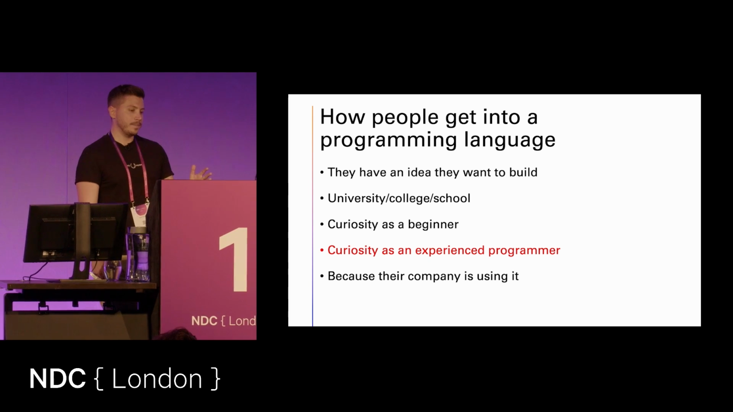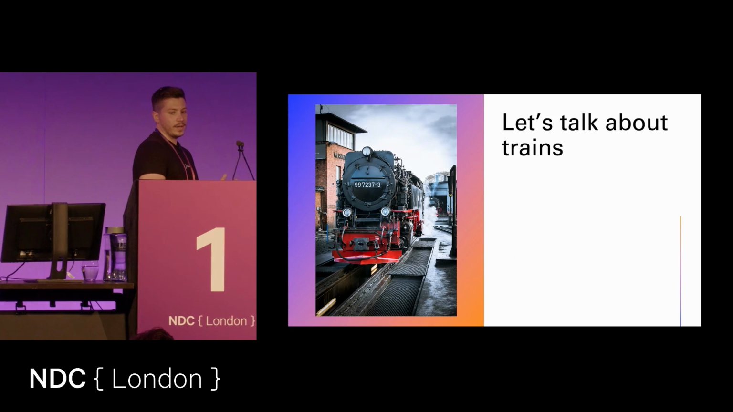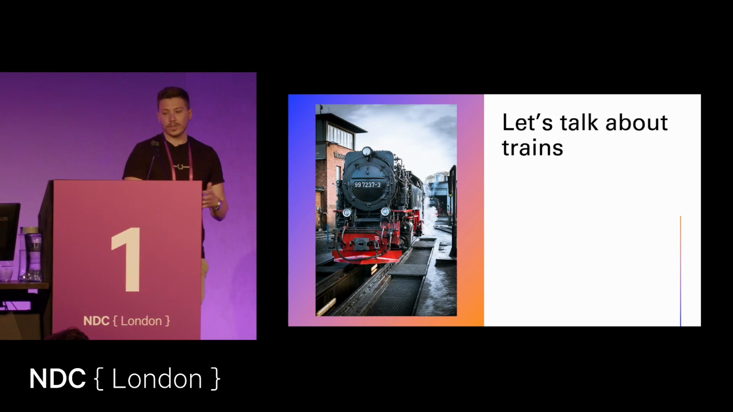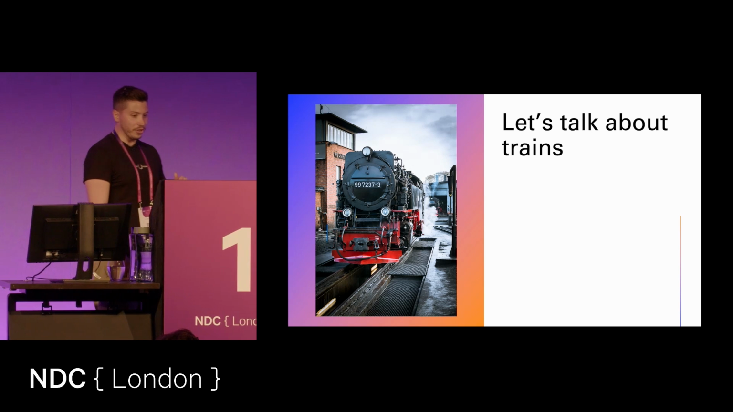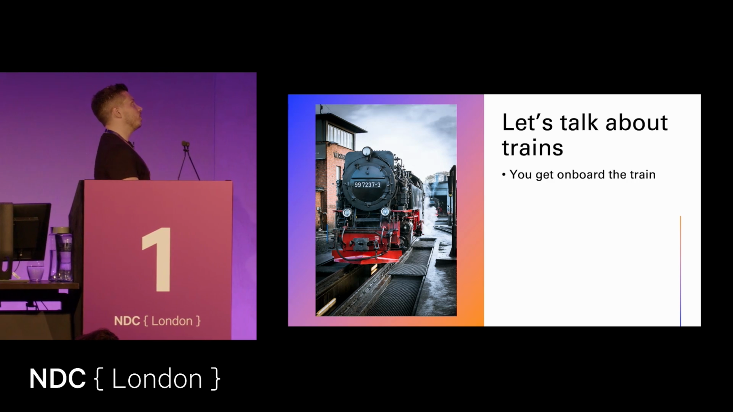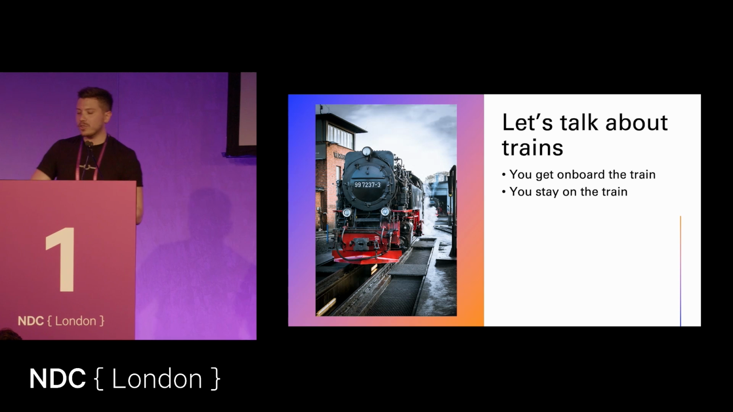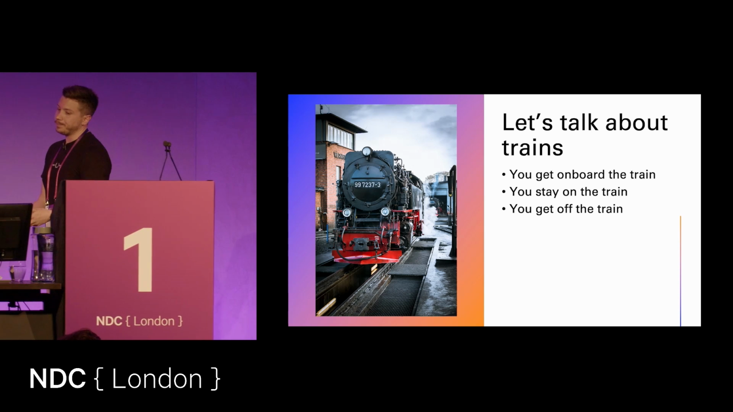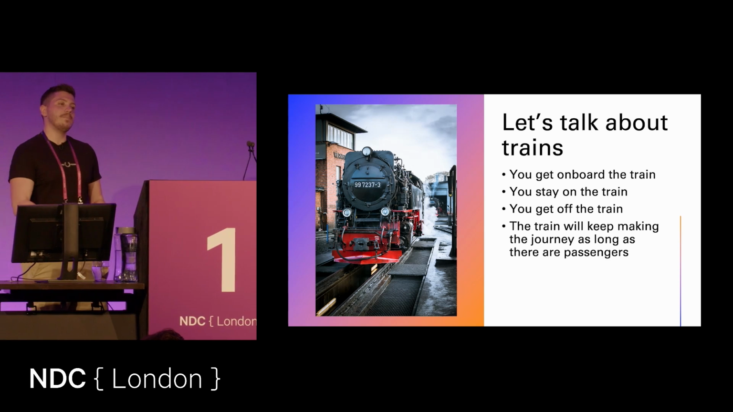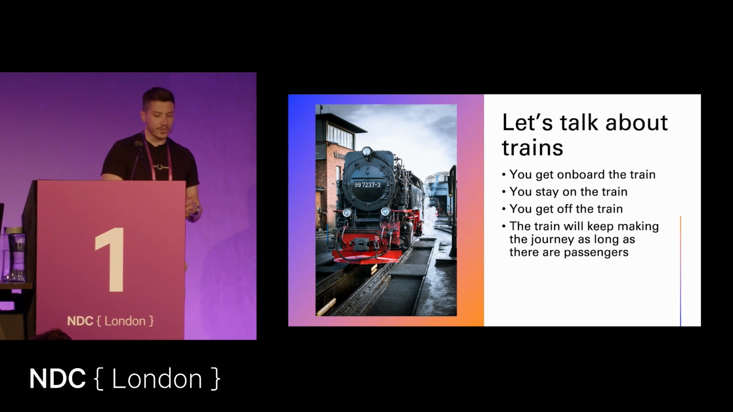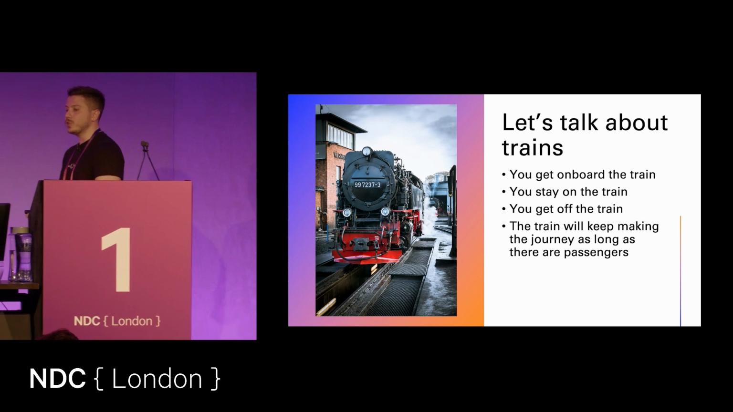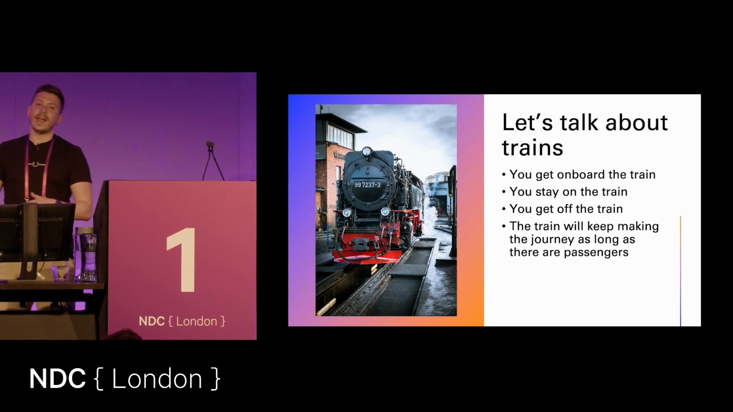And that is bad. And the reason why this is bad is a train. So let's talk about trains. This one won't make so much sense as the Lego, I'm just warning you. So people get on board the train. People stay on the train, and people get off the train. And the train will keep making the journey as long as there are passengers. The moment there's no passengers, the train will just stop, because it doesn't make any sense for the journey to be made.